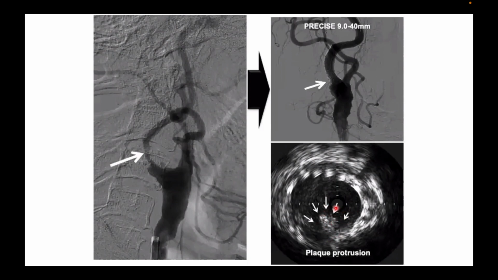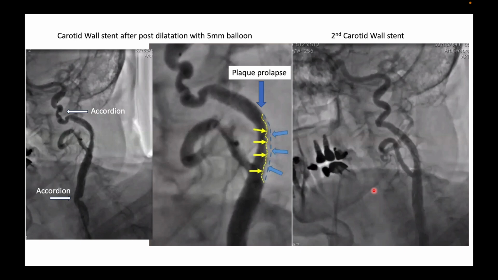Now no matter what you do, if you do post dilatation within the stent, this will embolize and cause stroke. If you try to aspirate, this is plaque attached to the wall. You will not be able to aspirate it. So the best option for these plaque prolapses is to put in another stent within the stent and jail this plaque behind the second layer of stent.